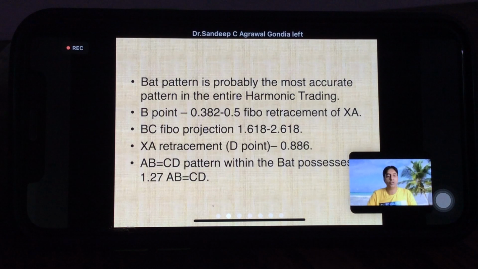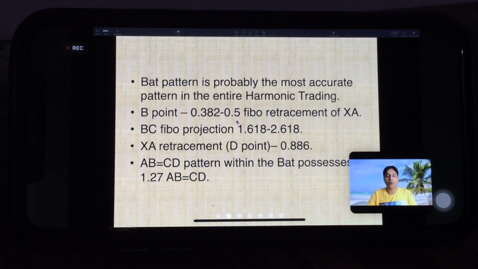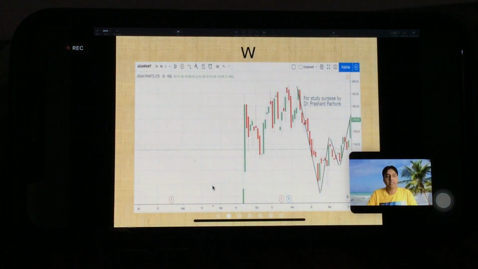Bat pattern is probably the most accurate pattern in the entire harmonic trading. B point 0.38 to 0.5 Fibo of XA, BC projection 1.618 to 2.618, XA retracement 0.886, AB equal to CD pattern within the bat. Usually possesses, not necessarily it will be always 1.27, but if it is 1.27, we can say it's sort of a perfect bat pattern. 1.27 AB equal to CD. Right? So what we are seeing here, which alphabet?